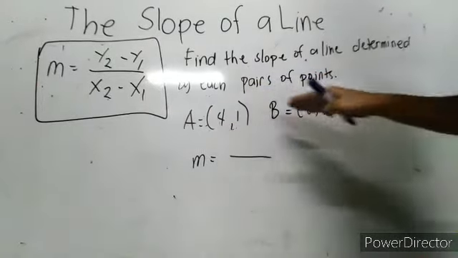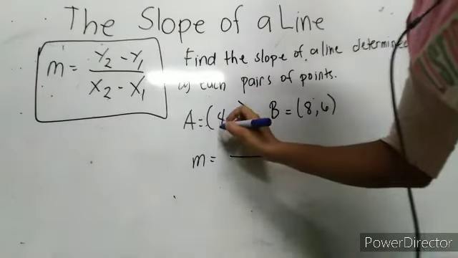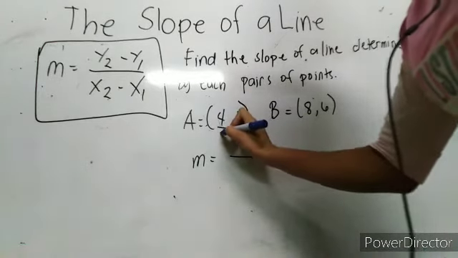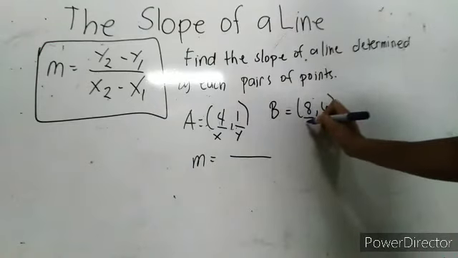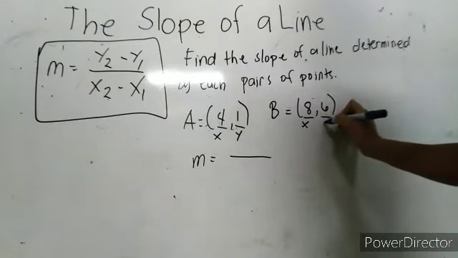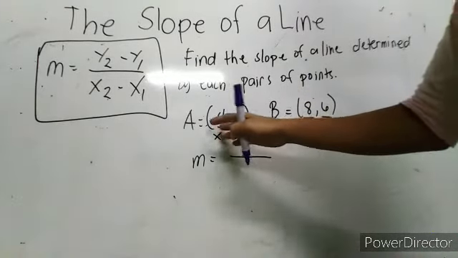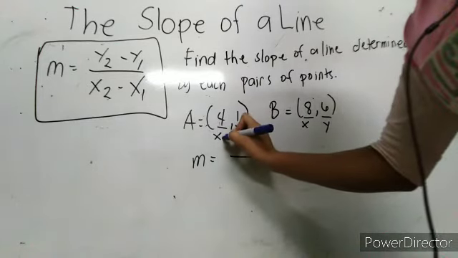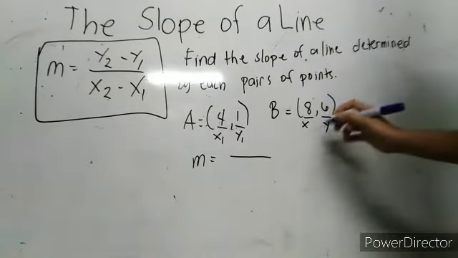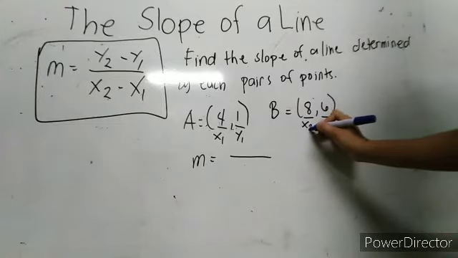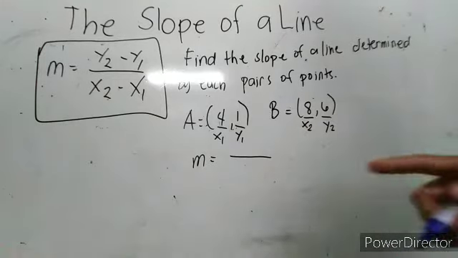Observe that we have 2 points here. Our first point here, the first coordinate is the x, and the second coordinate is the y. Likewise here, the first coordinate is x and the second coordinate is y. Since these are 2 points, this is our x sub 1, the first x and the first y value. Since this is the second point, it has the second x coordinate value and the second y coordinate value. Okay? So let us substitute.